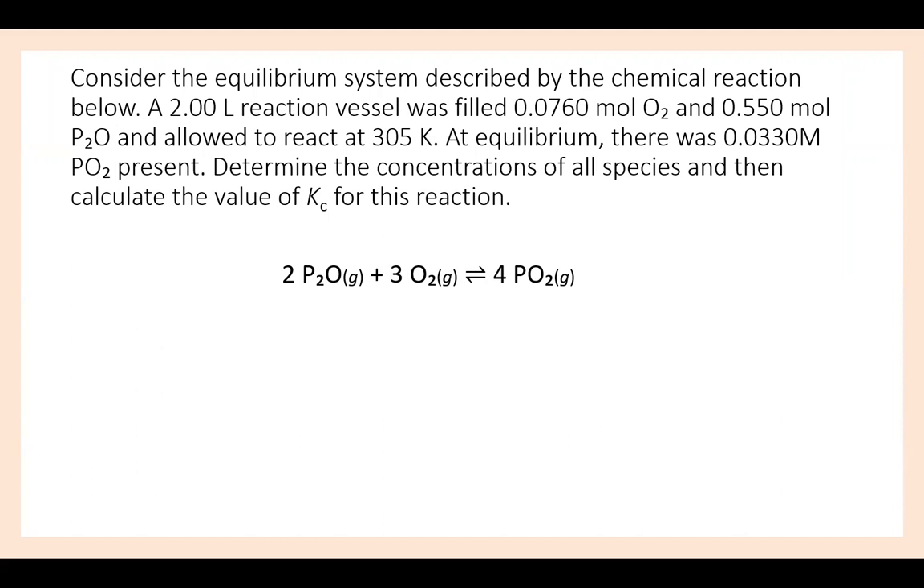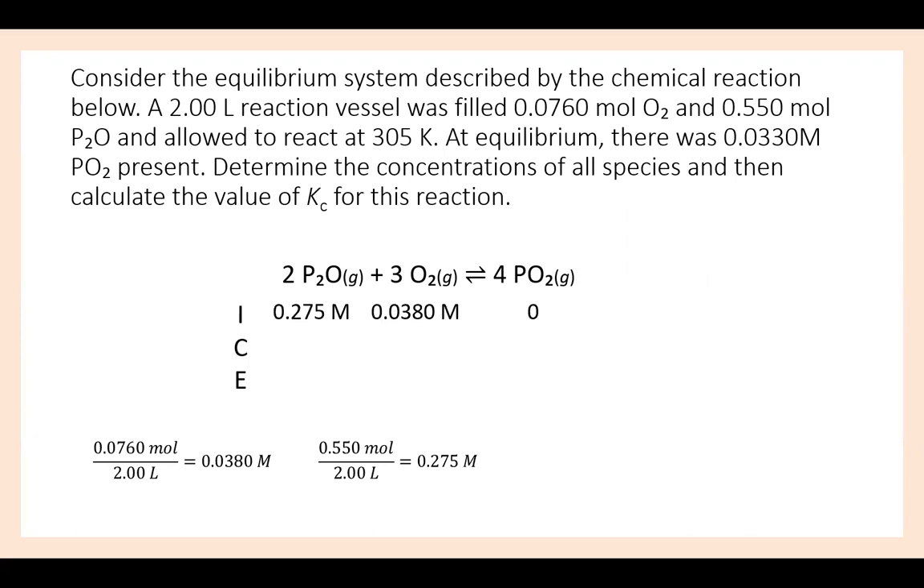We begin our ICE table by finding the initial concentrations. We're given moles of O2 as well as moles of P2O and a 2-liter reaction vessel. We'll calculate the molarity of each of these reactants. Molarity is moles over liters. So we have 0.275 molar P2O and 0.0380 molar O2. Initially, we have 0 of the product PO2.